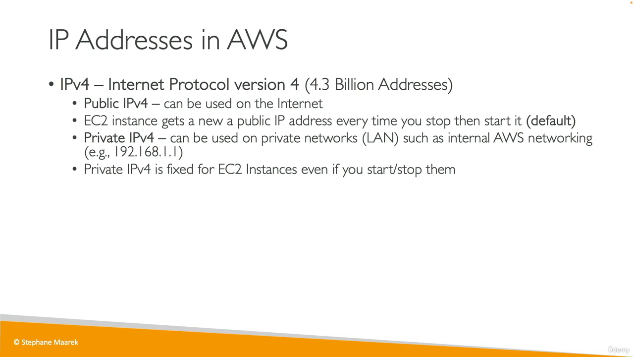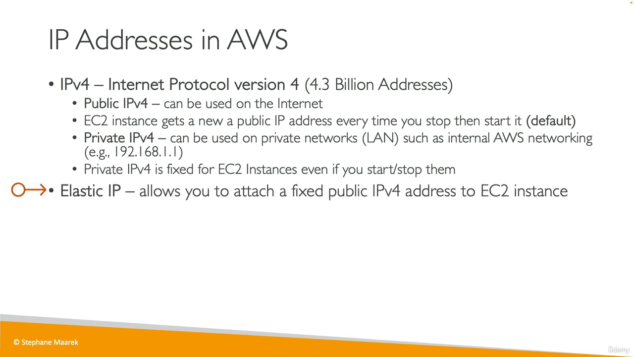So the private IPv4 is going to be the same for your entire EC2 instance lifetime, even if you stop and restart the instance. Now, there is an elastic IP in AWS. It's a way for you to get a fixed public IPv4 address into an EC2 instance. That means that if you stop the instance and start the instance again, it will have the same public IPv4, which can be desirable. But of course, if you leave the instance stopped for a long time, then this elastic IP is used for nothing.